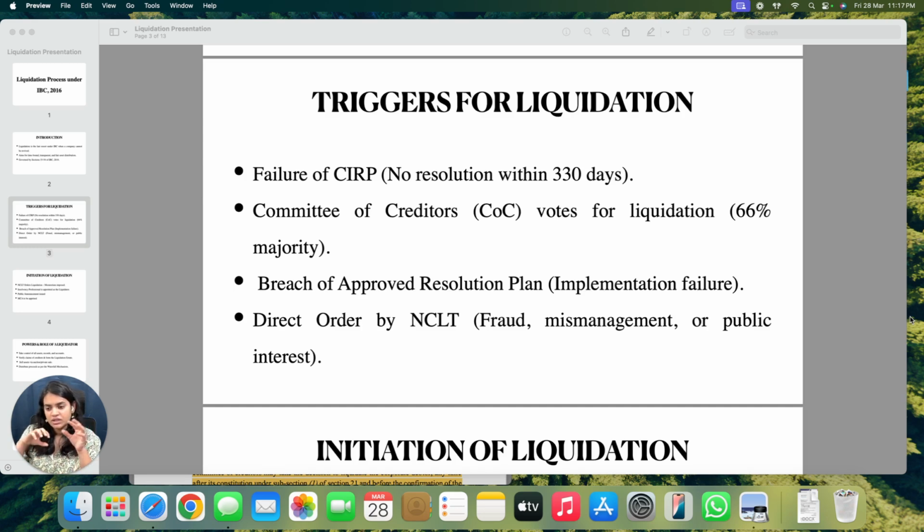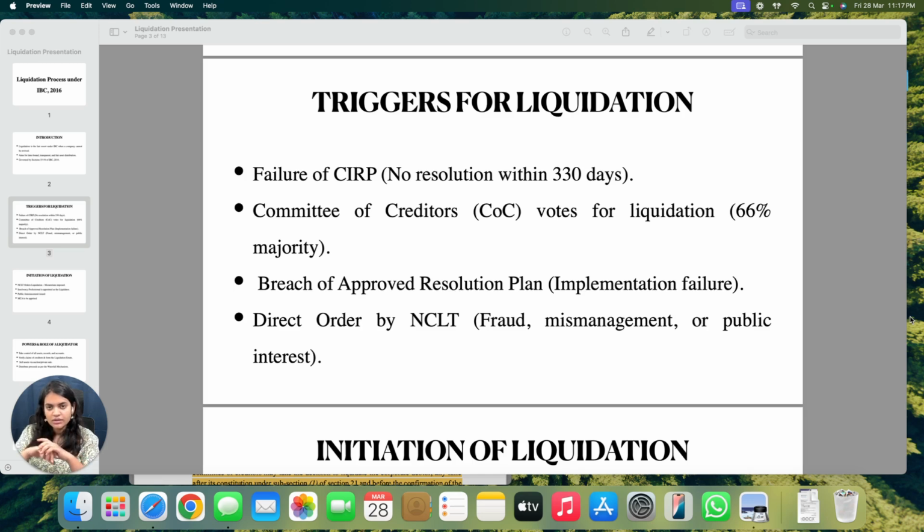Then such functioning units of the corporate debtor may be sold separately, so as to keep the corporate debtor as a going concern even under liquidation. So these are the aspects that a committee of creditors needs to consider before approving either a resolution plan or opting for liquidation.